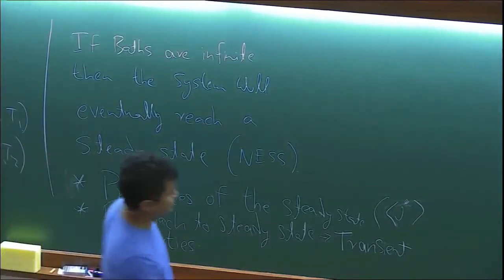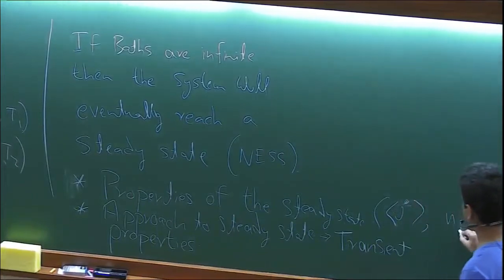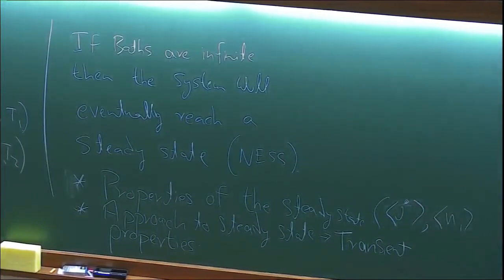I could ask what is the average occupation on each site, N_i, and I could ask for correlation functions. I could also ask for things like two-time correlations, N_i(t) N_j(0), and so on. In the steady state, I can ask all of these.